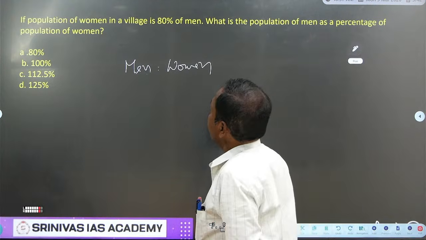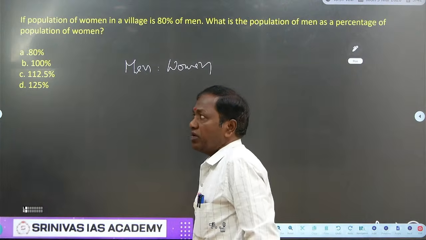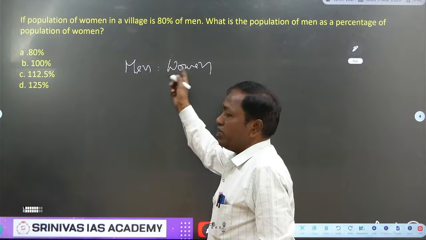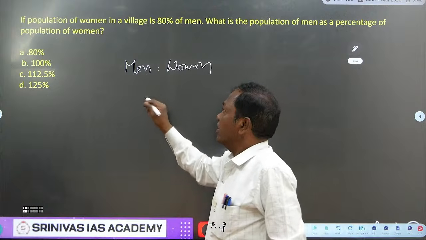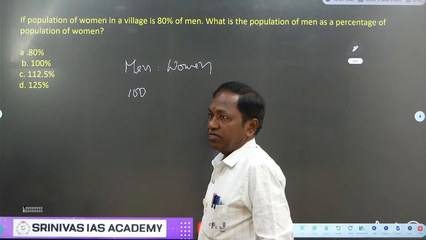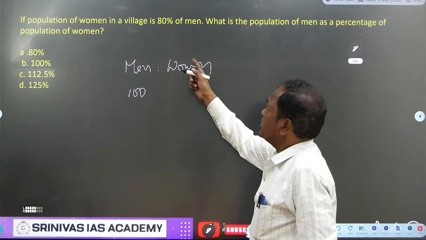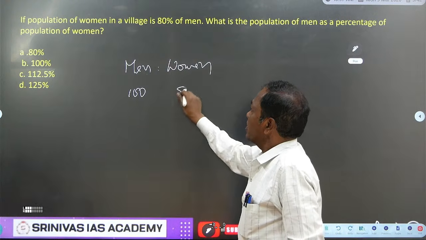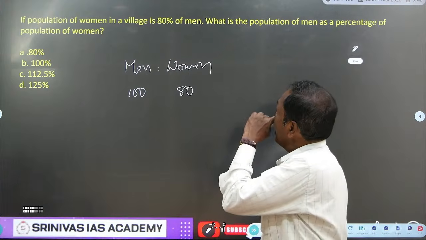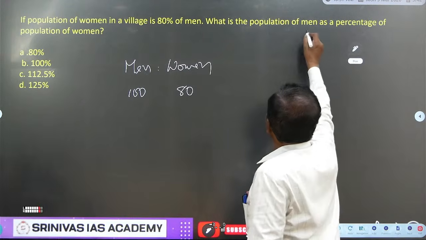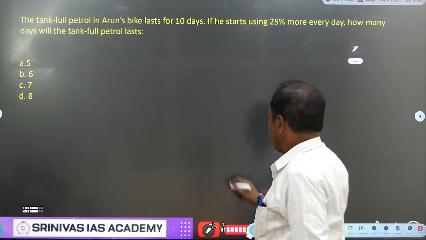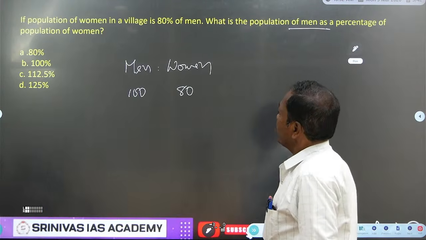The population of women in a village is 80% of men, but the number of men is not given. Let the men be 100. So women is 80% of men, which is 80, right? And what is the population of men?